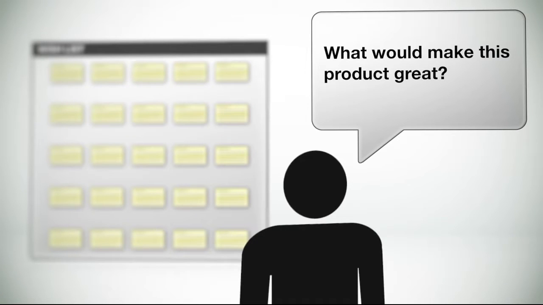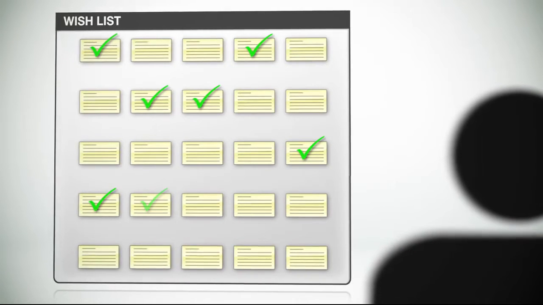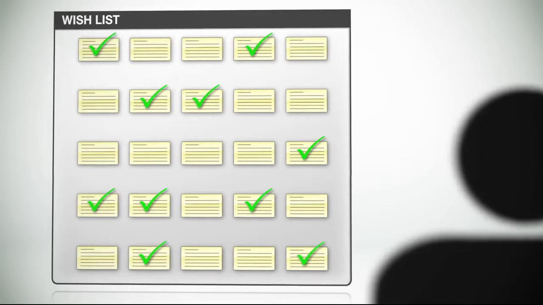Once we have our wish list, the product backlog, we need to start planning which specific user stories we're going to be putting into a particular release of our product. But we're getting ahead of ourselves. Let's back up a bit.